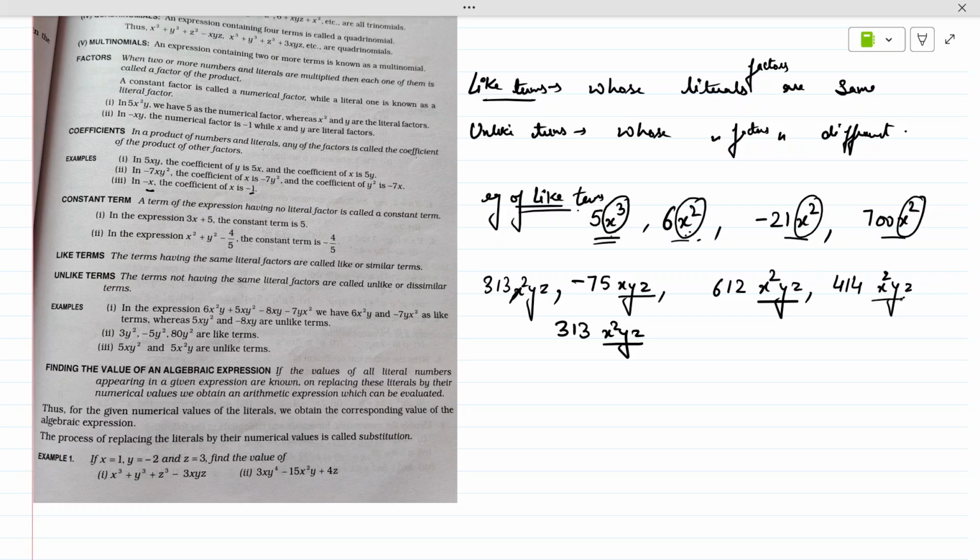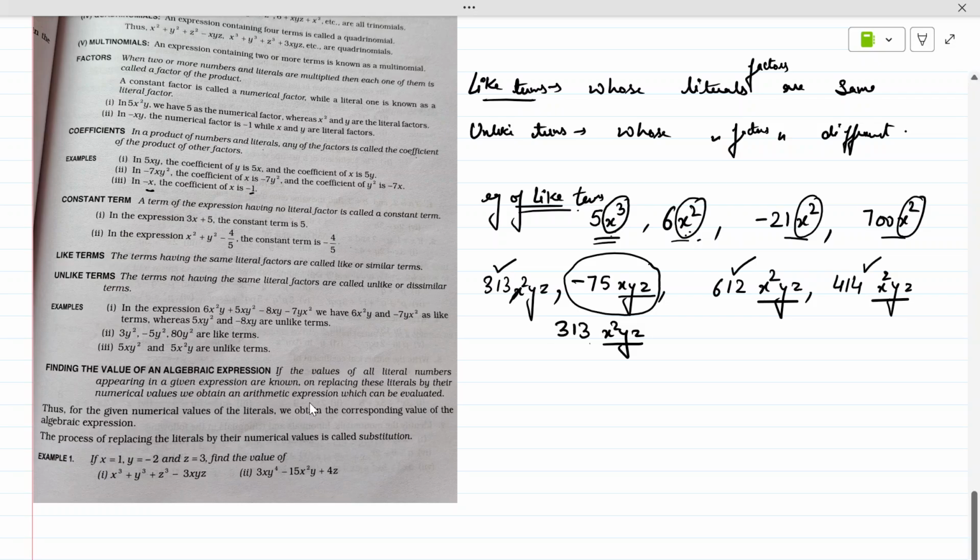And in the last one also, we have x square z, which is again the same as this. So that means 3/13 x square yz, 6/12 x square yz, and 4/14 x square yz. These three are like terms, whereas minus 75 xyz is an unlike term because the factors are not the same. Okay, so this is how we have to check whether the given terms are like or not. They should have the same literal factors to be like.